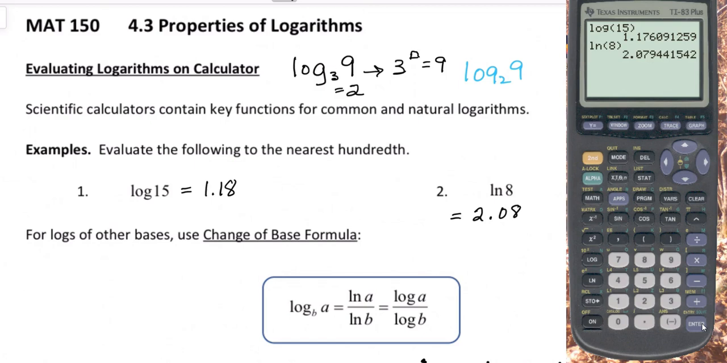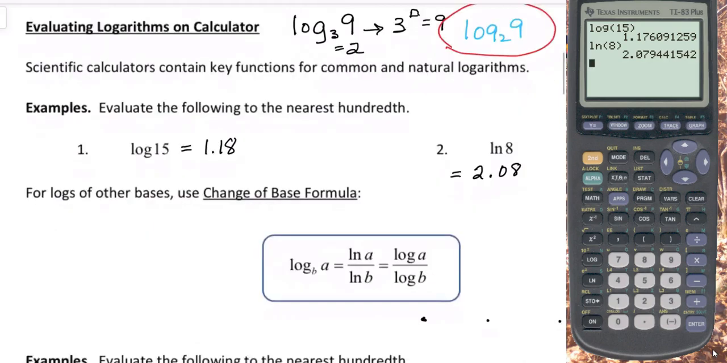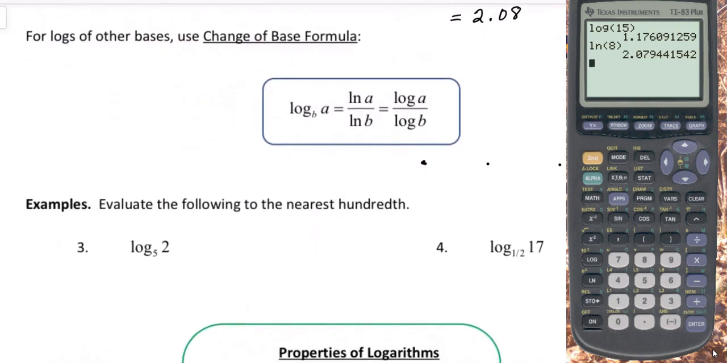Now, a calculator cannot have a key for every base out there. So I want to be able to evaluate things like log base 2 of 9, but I don't have a log base 2 key on my calculator. So there is a change of base formula that I can use to evaluate the log of any base.